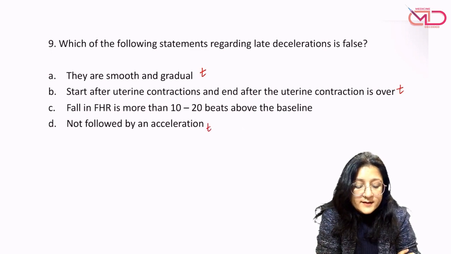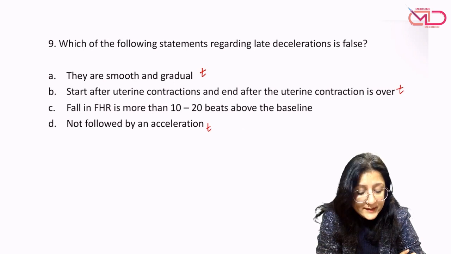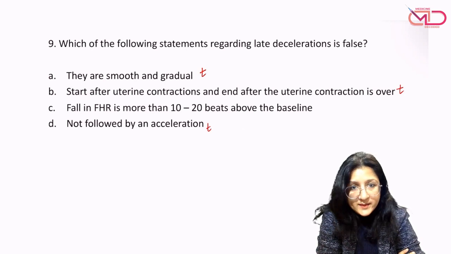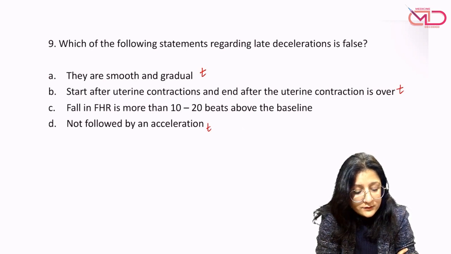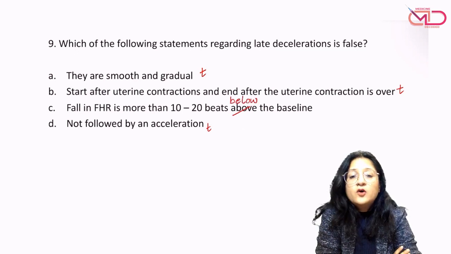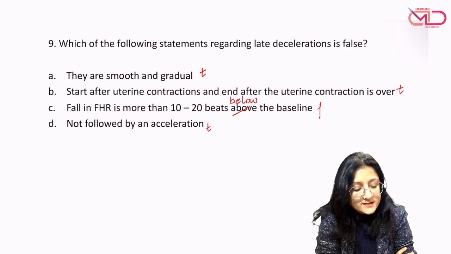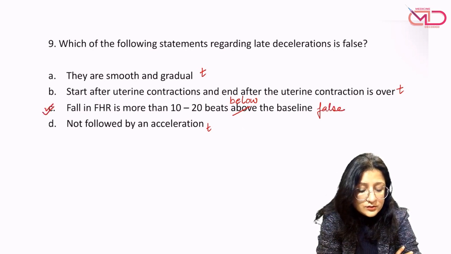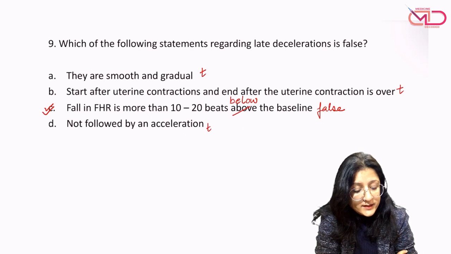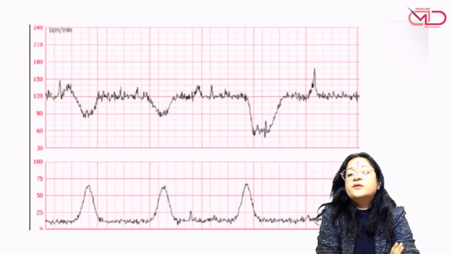Now, fall in fetal heart rate is more than 10 to 20 beats above the baseline. This statement in this form is absolutely incorrect, because the fall in fetal heart rate has to be below the baseline and not above the baseline. So this is the false statement here. Right, now let's also emphasize the other statements with the help of these cardiotocography images.